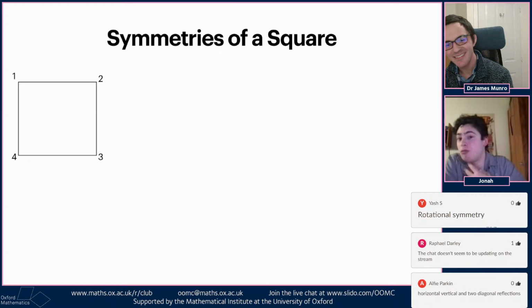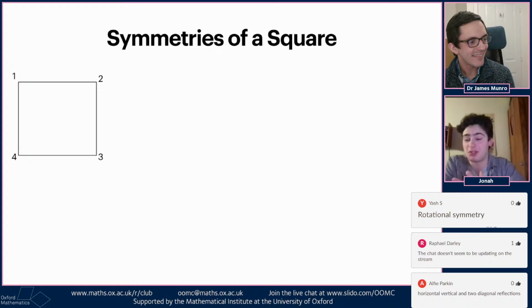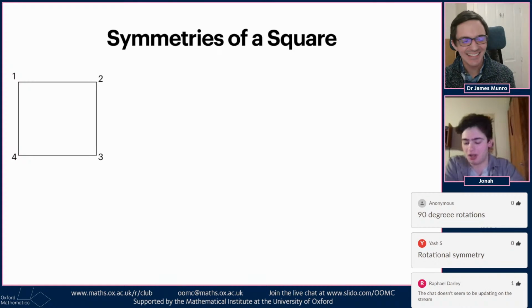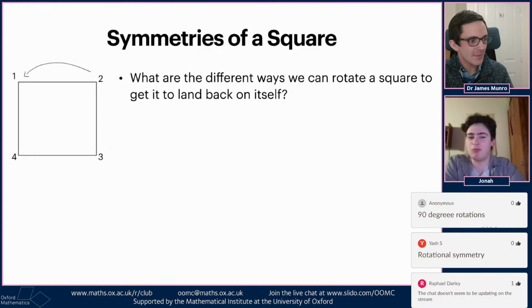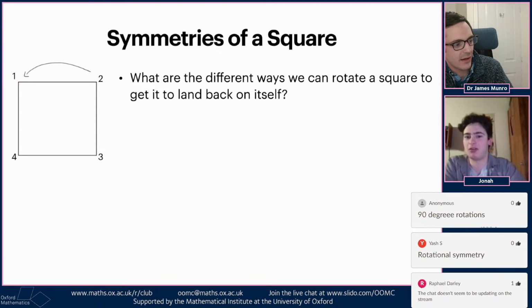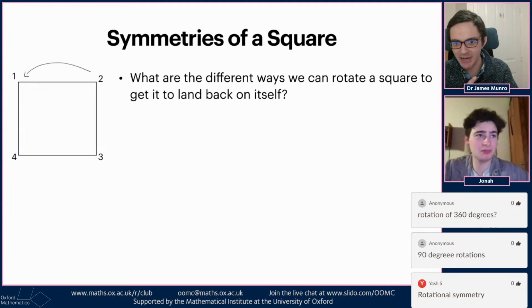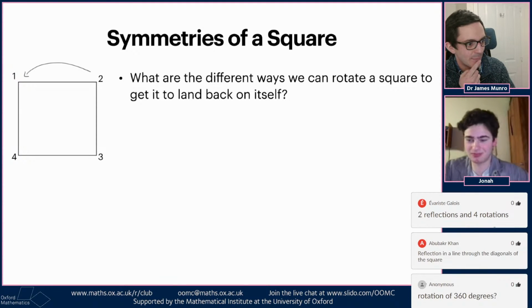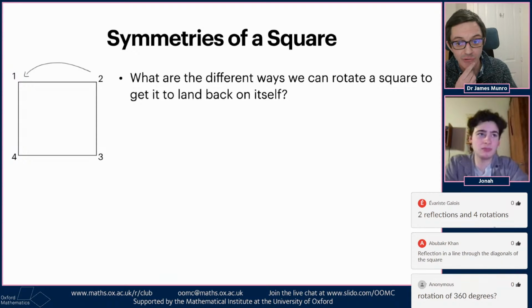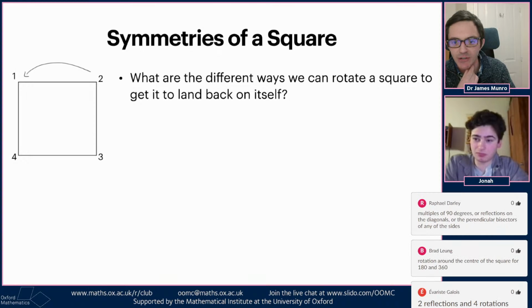I like that the chat got rotations and reflections. That's absolutely brilliant. Exactly what we were looking for. But what exactly ways can we rotate our square so it lands back on itself? Maybe some angles that we can think of. I've noticed Alfie said something about reflections. I'm going to come back to reflections because I want to push on rotations as well. An anonymous person has said 90-degree rotations plural, and an anonymous person has also said rotation of 360 degrees.